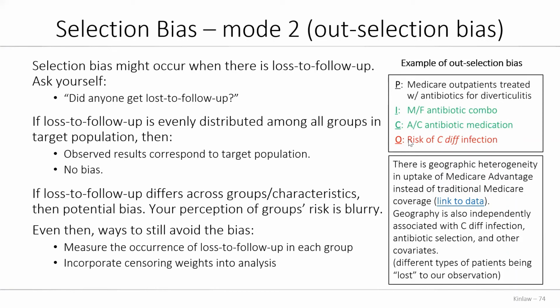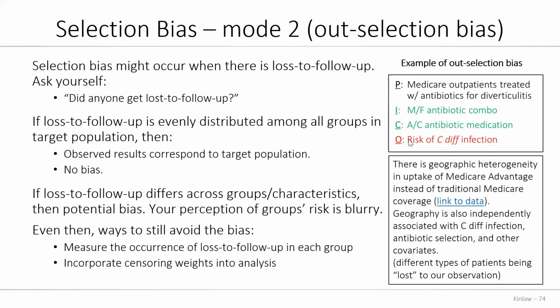The second way that selection bias can manifest is on the other end of follow-up. This is called out-selection bias. You can ask yourself, did anyone get lost to follow-up in this study? And if so, did it happen more frequently for any certain groups in my target population? Similar to in-selection bias, this can be addressed if the differences between groups are measured and accounted for in the study design and analysis.